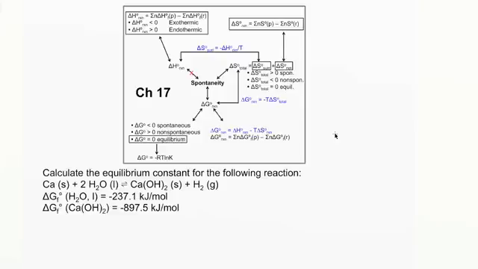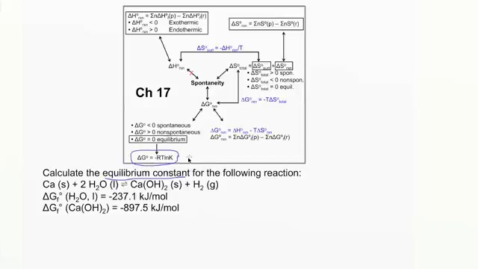Alright guys, in this video I'm gonna show you how we calculate the equilibrium constant based on the free energy change of a reaction. Here let's take a look at this reaction. You have those standard molar free energy for those reactants and products. It's asking you to calculate the equilibrium constant for this reaction. Okay, so here the equation we need is right here.